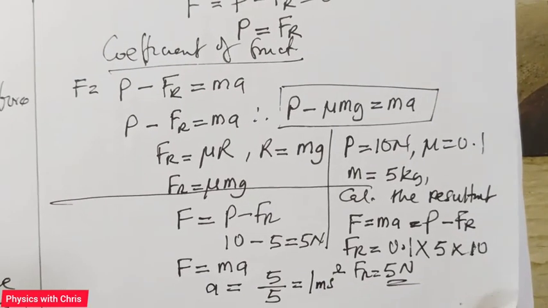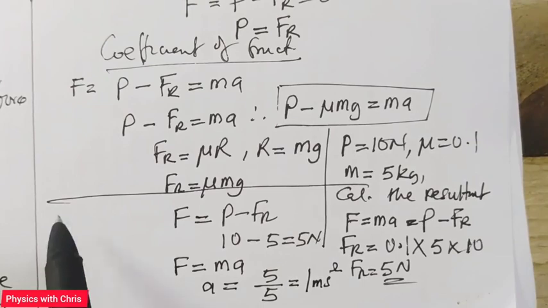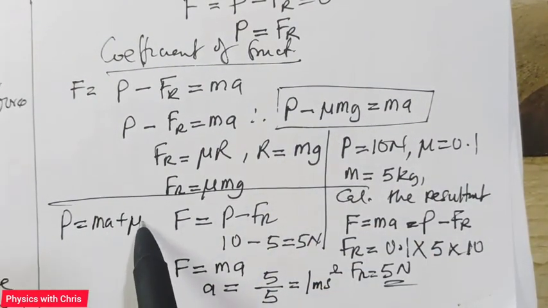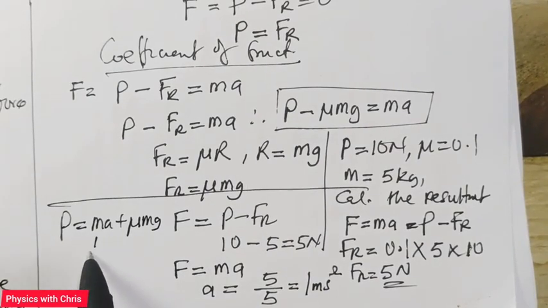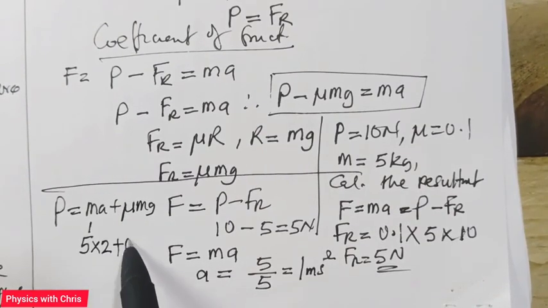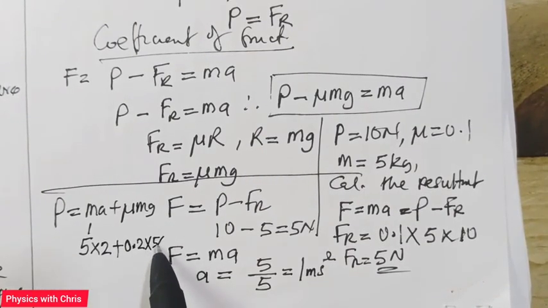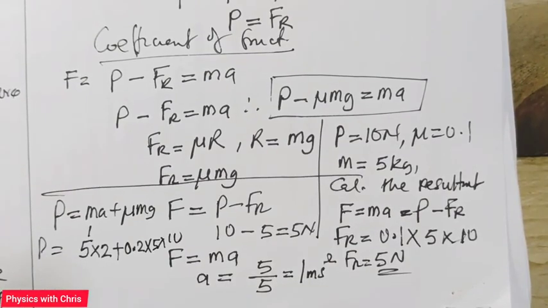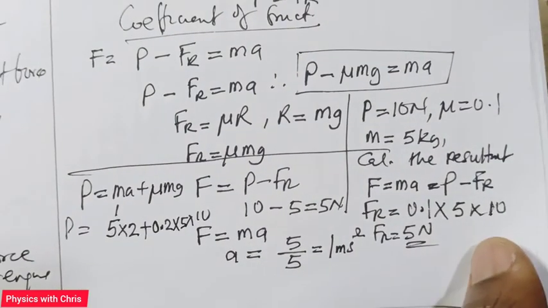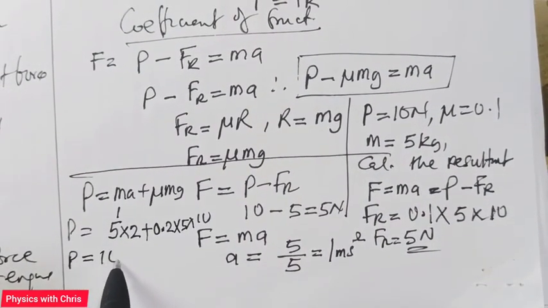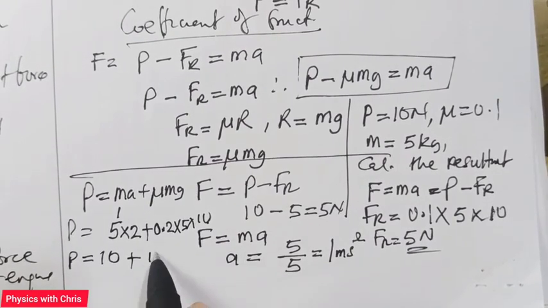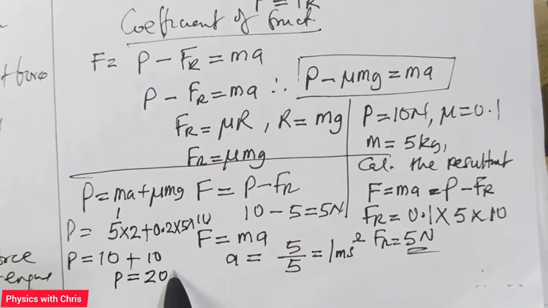Or sometimes we are even asked to calculate the force P. Force P is equal to ma from this same equation plus mu mg. So if the mass of the body is 5 kg, the acceleration produced is 2, and the coefficient of friction is 0.2, the mass is 5 times 10. What is the force needed to move the body in the forward direction in this case? So P equals 10 plus 0.2 times 10 times 5, that gives me 10. So force P equals 20 Newton.